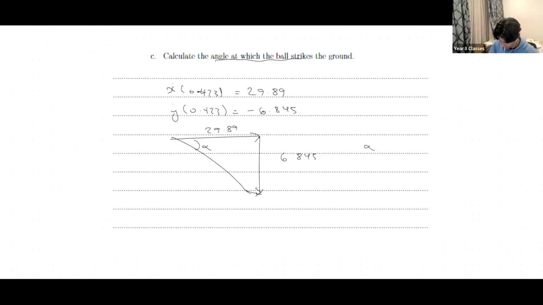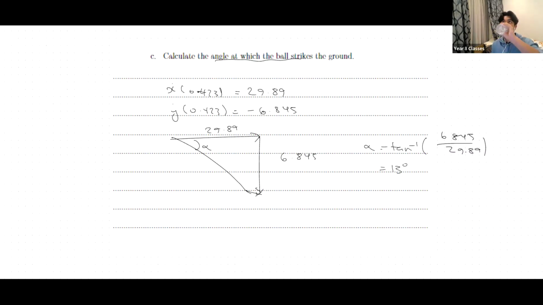Let me draw. One sec, my iPad's lagging. Yeah, so it's tan inverse 6.845 over 29.89, which you said was like 13 degrees or so. Yep. Cool.